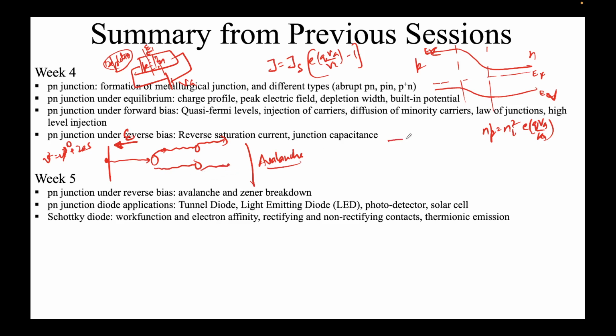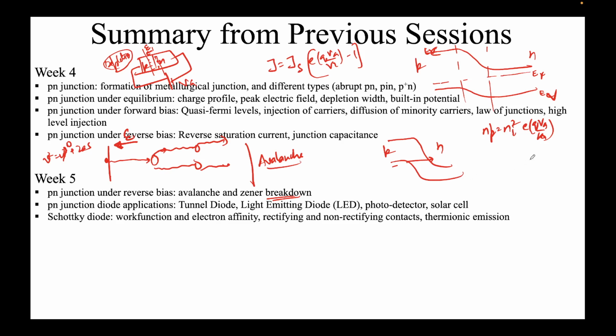Zener breakdown is something different, in the sense that here we dope so highly that there's band to band tunneling of electrons, so the electrons can now travel from this side to this side. This is the p side, this is the n side, and this can happen in highly doped semiconductors. But this also has importance in terms of voltage regulators. We saw many applications, we'll come to that later.